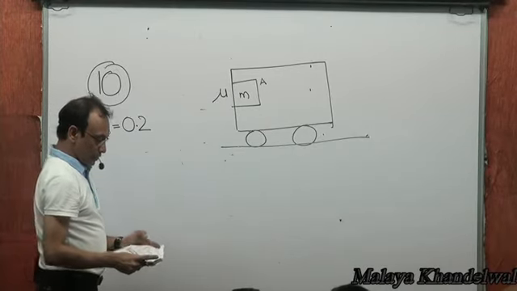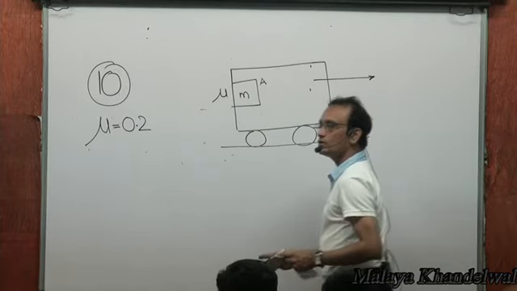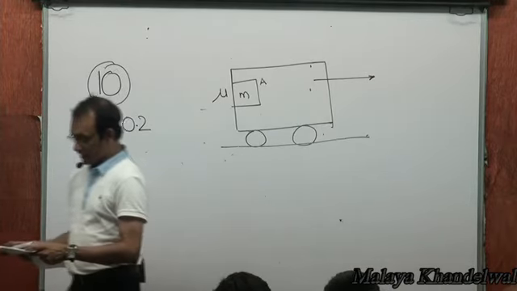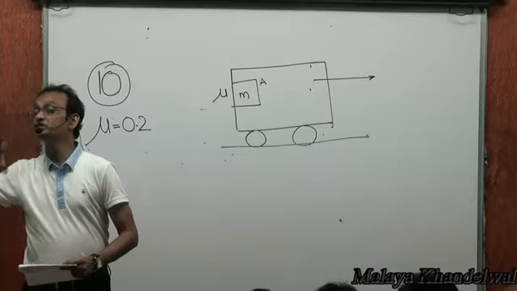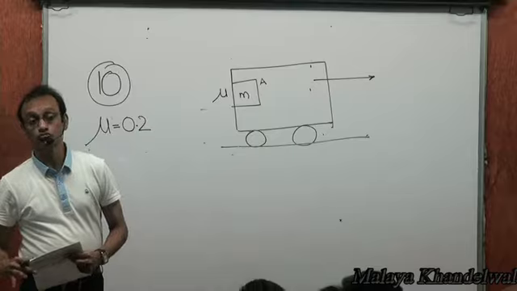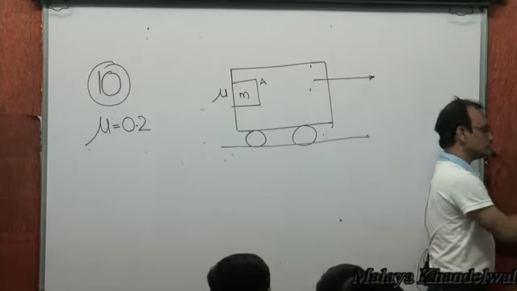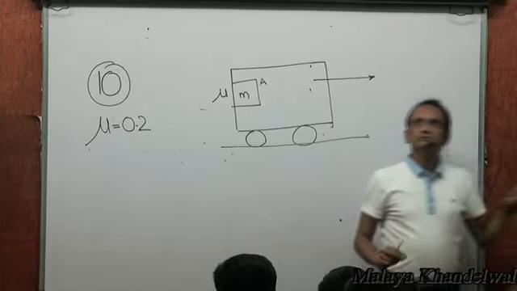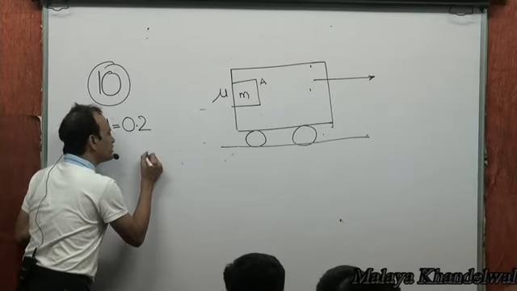Now, what's the minimum acceleration that we must impart to the cart so that block A does not fall? Look at the free body diagram of small m.